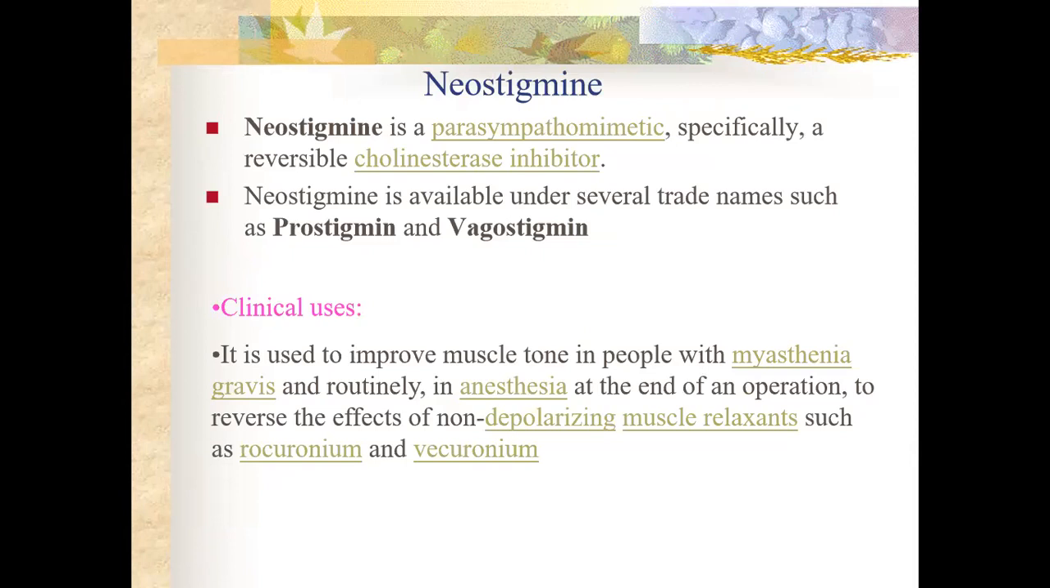Neostigmine is a parasympathomimetic drug, specifically a reversible cholinesterase inhibitor, and it is available under several trade names like prostigmine and vagostigmine. The clinical uses of neostigmine are myasthenia gravis, and routinely in anesthesia at the end of an operation to reverse the effects of non-depolarizing skeletal muscle relaxants such as rocuronium and vecuronium. So it reverses the non-depolarizing skeletal muscle relaxant action, especially for reversing the anesthesia.